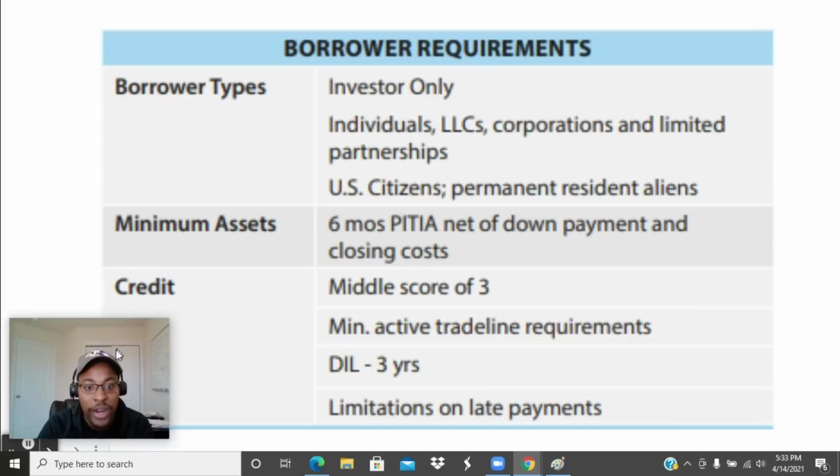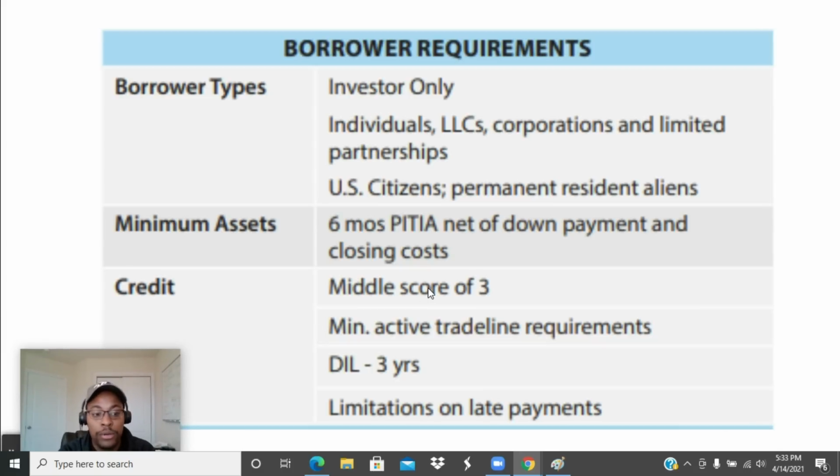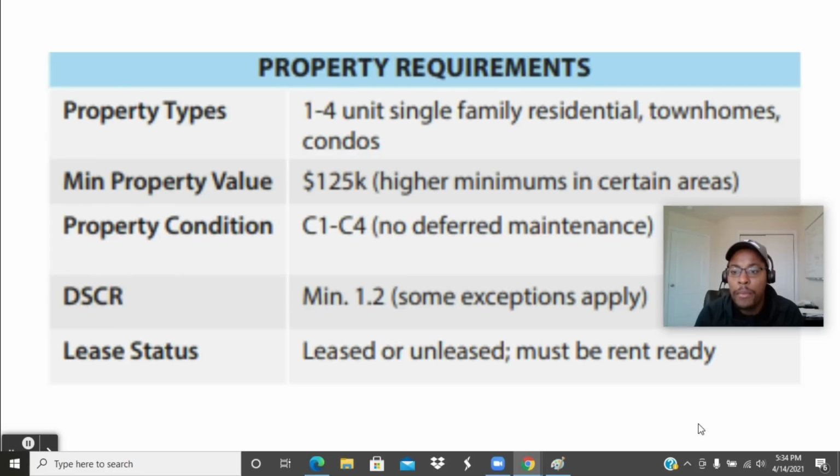And then with credit, right, they're looking at your middle score, usually your middle FICO score. Some lenders might have different requirements in terms of the number of active trade lines, usually 2 trade lines for at least 1 year. We'll go over some specific lenders that have slightly different programs. They're going to want 6 months of reserves stacked up, and they're looking at your middle FICO mortgage scores. Now, the property requirements can vary.